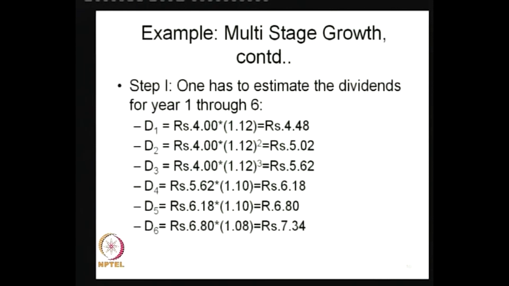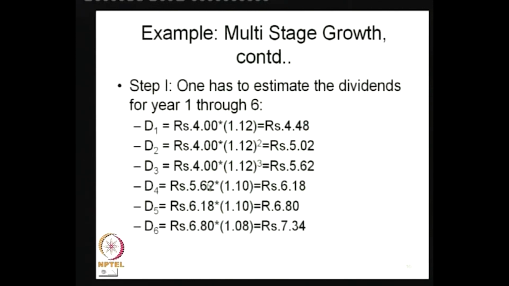Then what happens, we have estimated like this. So, 4 rupees is the D0. In that case, D1 is nothing but 4 rupees into 1.12, because 12% is the growth, the supernormal, high growth during the growth period. Then D2 is nothing but 4 multiplied by 1.12 to the power 2, so it becomes 5.02. D3 is 1.12 to the power 3, so 5.62.